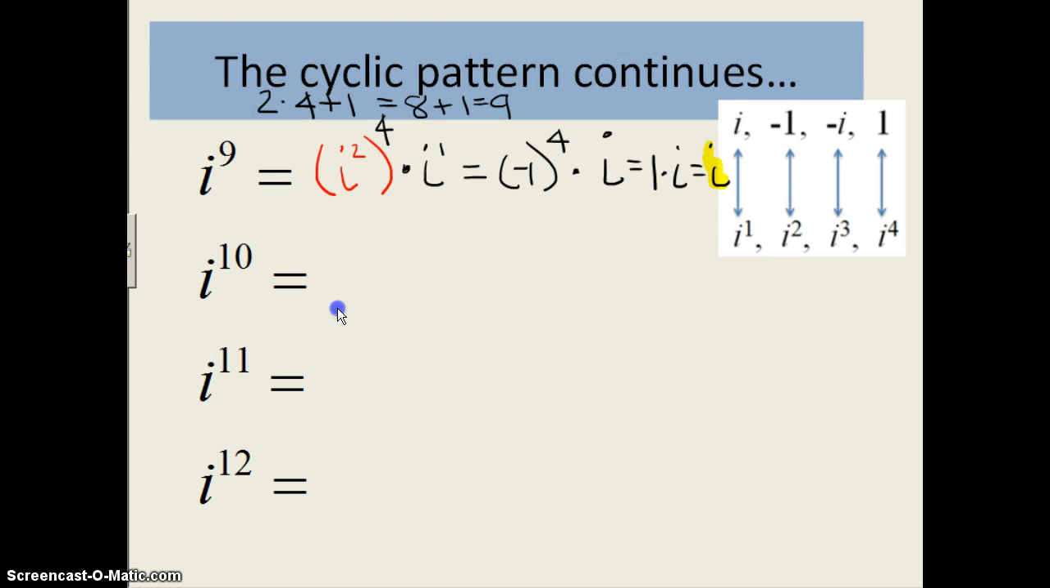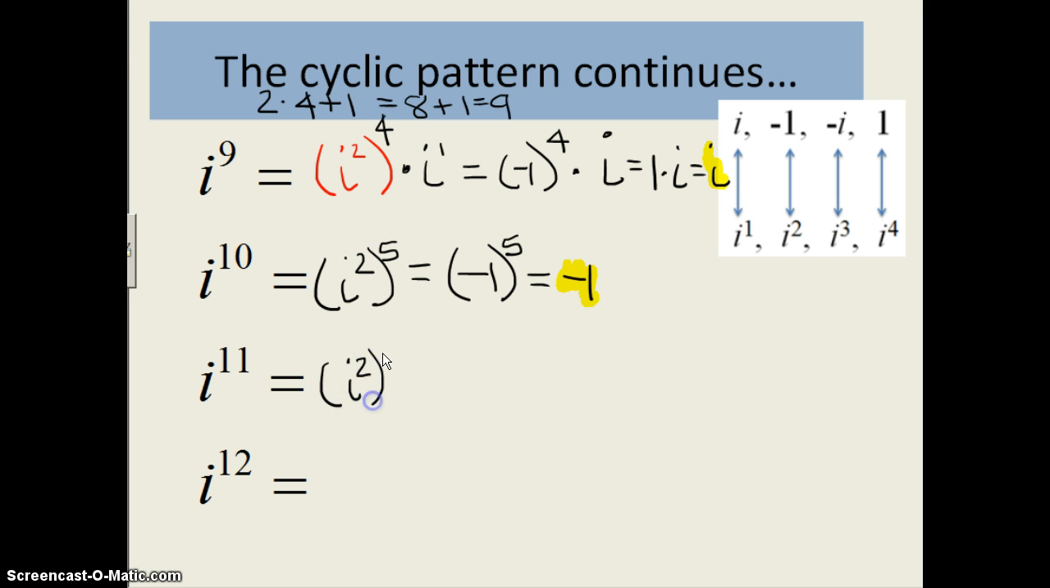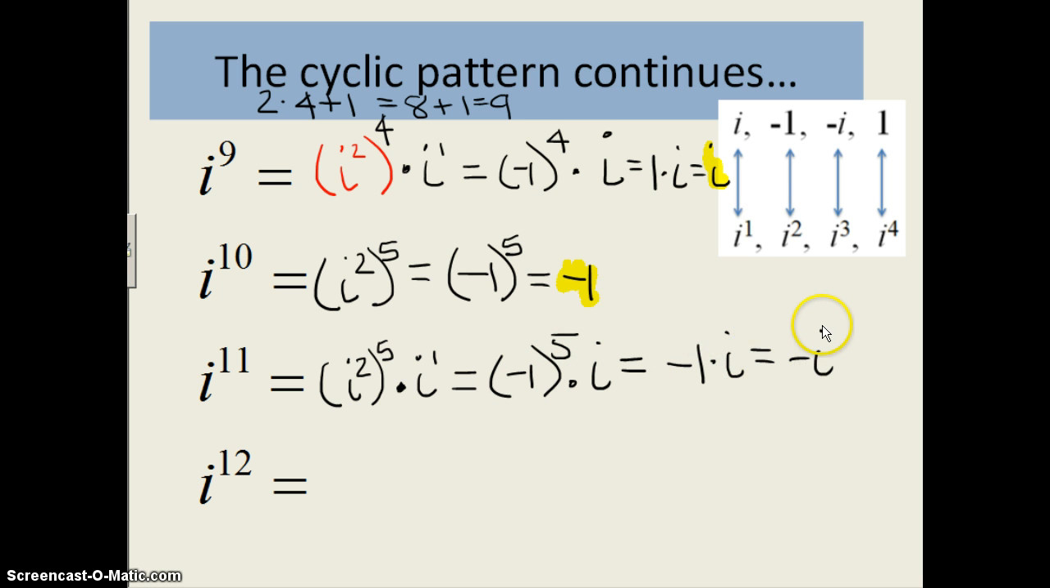Let's do i to the 10th. That would be i squared to the 5th power, because 2 times 5 is 10. i squared is -1, and if you raise -1 to the 5th power, which is an odd power, your final answer is going to be -1. i to the 11th is i to the 2nd power raised to the 5th power. That gives us i to the 10th, but then we need one more power of i to make it 11. So i squared is -1 to the 5th times one more power of i, which gives us -1 times i, which gives us -i.